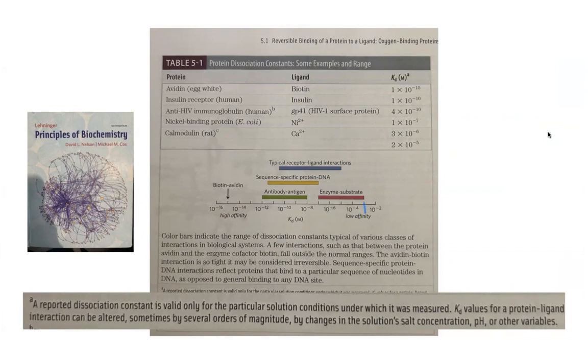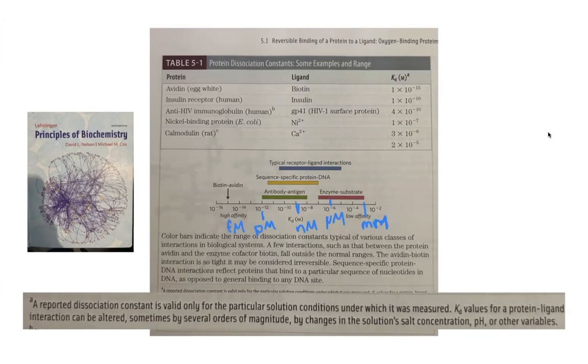So remember, 10 to the minus third, this is going to be our millimolar. If we're talking about 10 to the minus 6, this is going to be our micromolar. 10 to the minus 8, that's going to be our nanomolar. 10 to the minus 12, that's going to be our picomolar. And now we're talking about all the way down into the femtomolar range, which is really, really ridiculously tight. Because remember, the smaller the value, the tighter the binding.